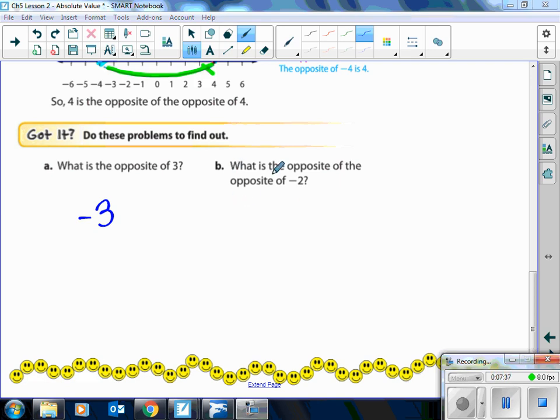So problem B says, what is the opposite of negative 2? So we're looking for the opposite of the opposite. And according to our definition, the opposite of the opposite is itself, right? So the opposite of negative 2 is? Negative 2. Very good.